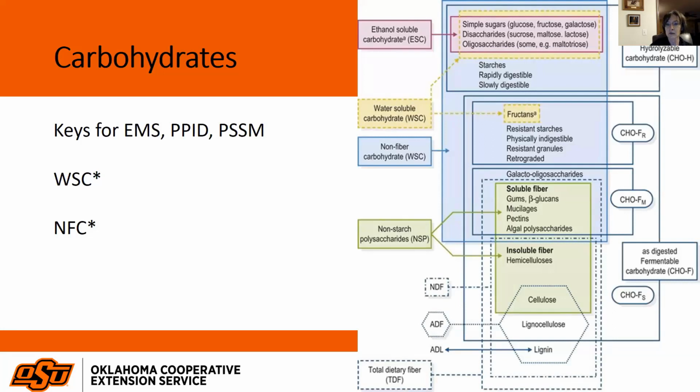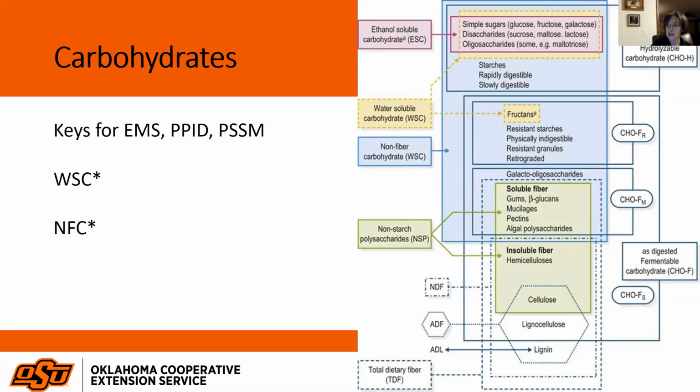The key things that we're going to stay away from for these guys are either our non-fiber carbohydrates or non-structural carbohydrates, and specifically some of our water-soluble carbohydrates. So let's just take a look to see what water-soluble carbohydrates actually are. So here in this sort of pink box, our water-soluble carbohydrates are our simple sugars, disaccharides, and essentially our longer chains of carbohydrates, as well as fructans.